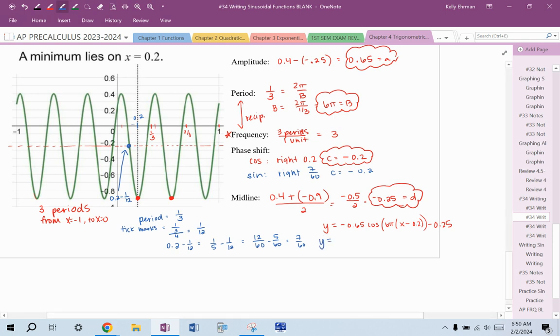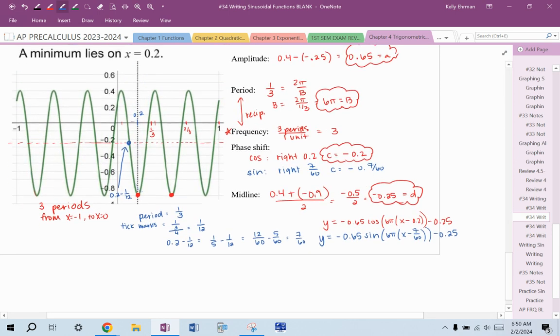What about the sine function? The sine function also goes from midline down, so it's negative 0.65 sine. B is the same. This shift we said is going to be not minus 0.2, minus 7/60ths. Okay, so x minus 7 over 60 minus 0.25.